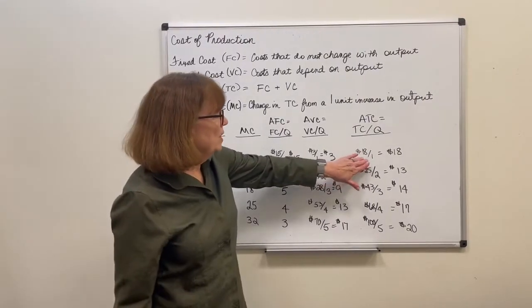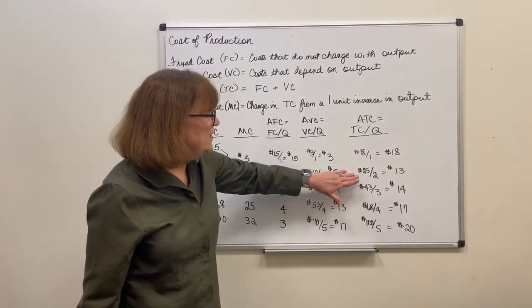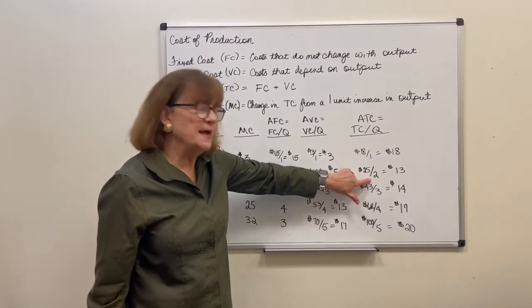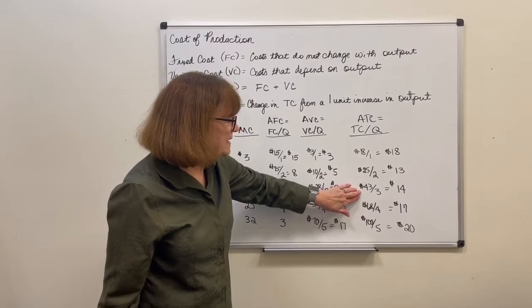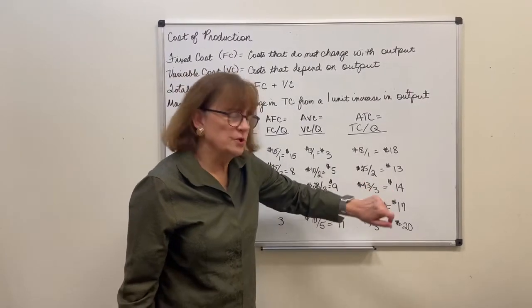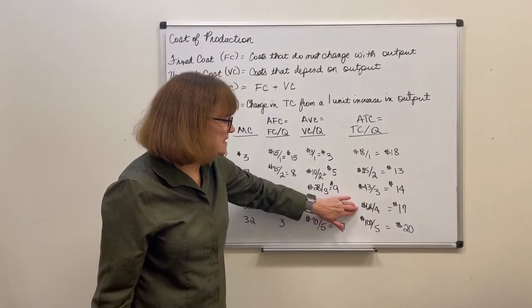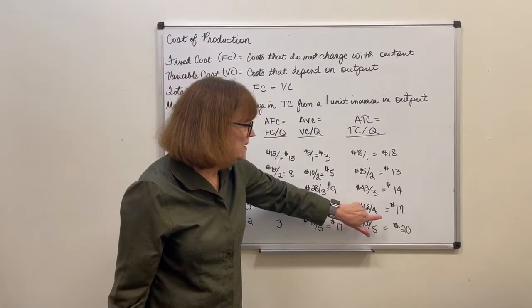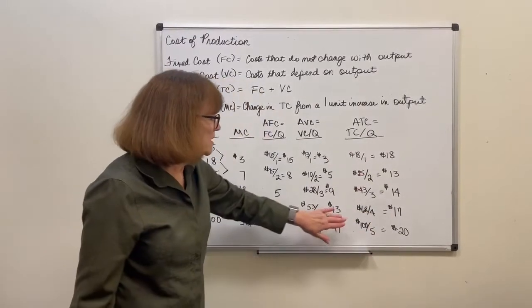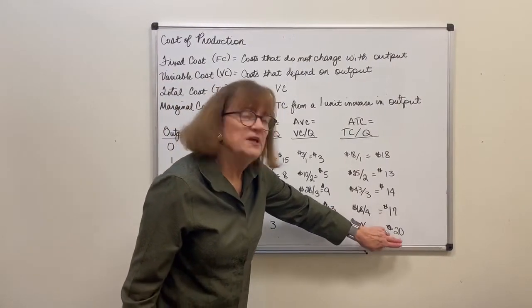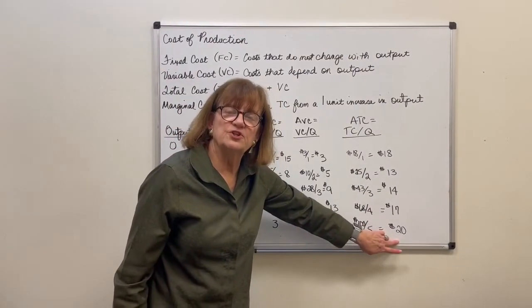18 divided by 1 is $18. 25 divided by 2, magic math, rounds to 13. 43 divided by 3 rounds to 14. 68 divided by 4 rounds to, well, that actually is 17, imagine that. 100 divided by 5 is $20. That's the average total cost.